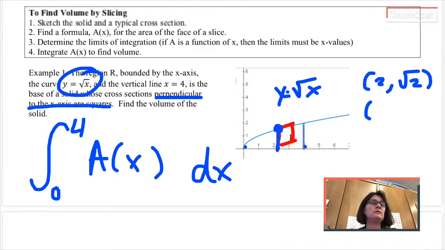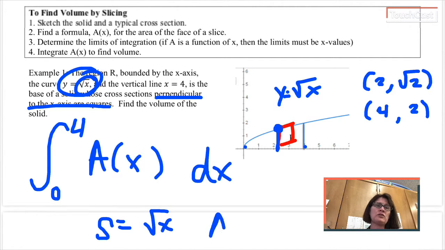When x is 4, y is the square root of 4, which is 2. So I'm just thinking about how the x's and the height of the square are related. So no matter what I use for x to get the height, to get the side of the square, that's going to be the height, which in this case is the y, so square root of x. But to find the area of a square, I need to take that side and square it.